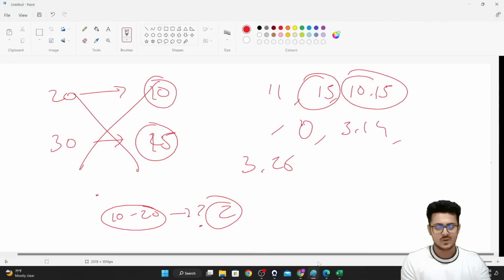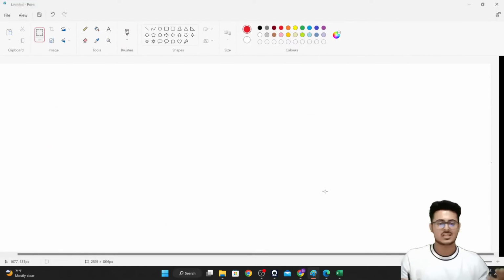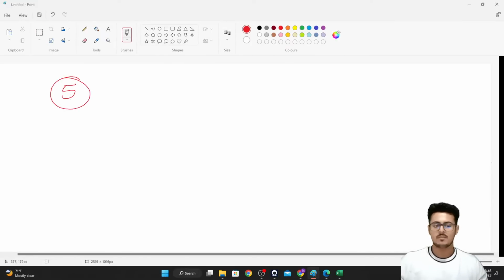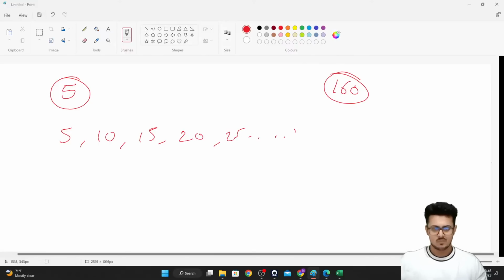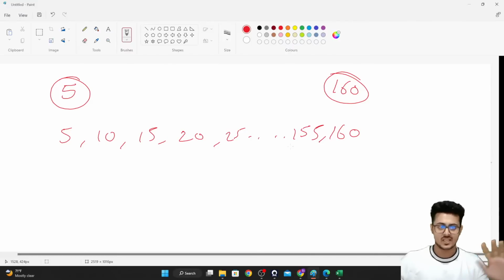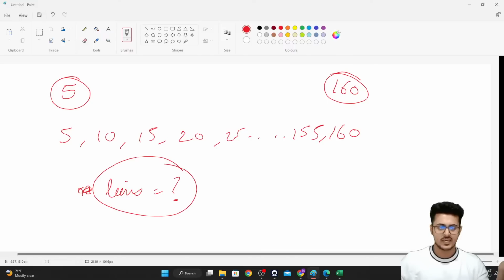So let us try to understand this. This is a mathematical statement; you don't need programming to understand it. For example, right now we know that the minimum amount is 5 and the maximum amount is 160. I want to create bins of this particular kind: 5, then 10, then 15, then 20, then 25, up till 155, 160. So how many bins will there be, guys? How many bins will I have to create? Where bins is equal to what? I have to specify this, guys.